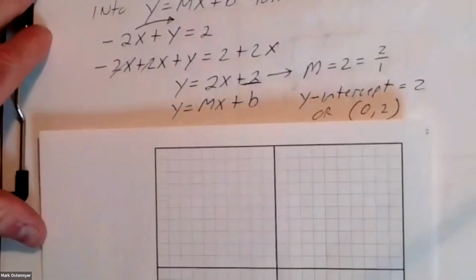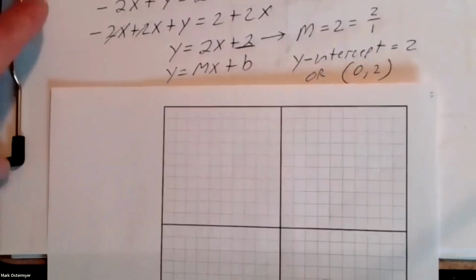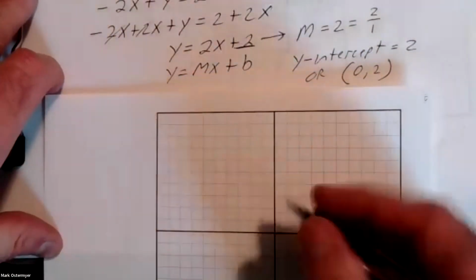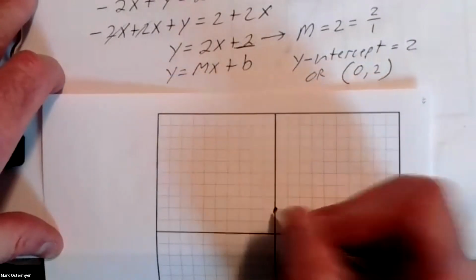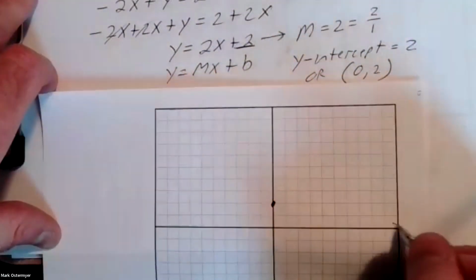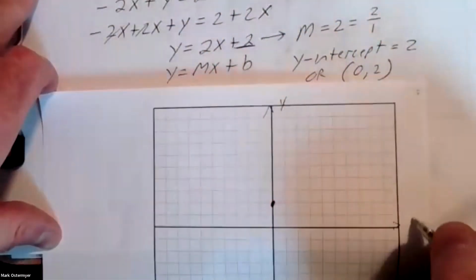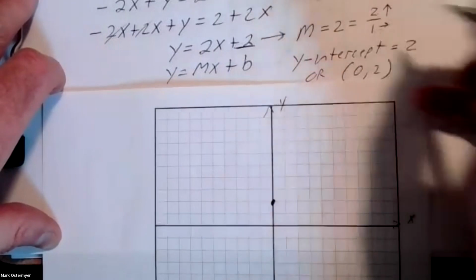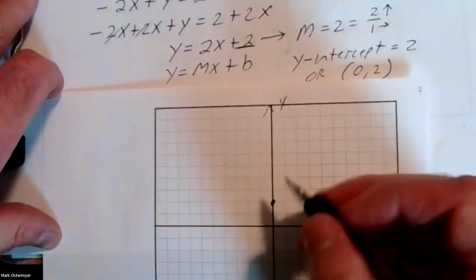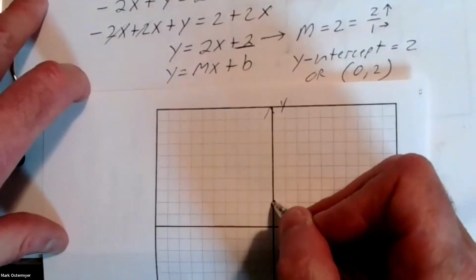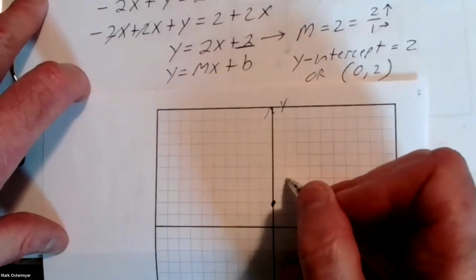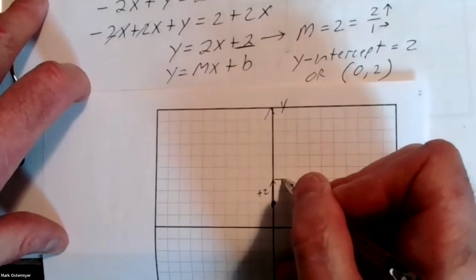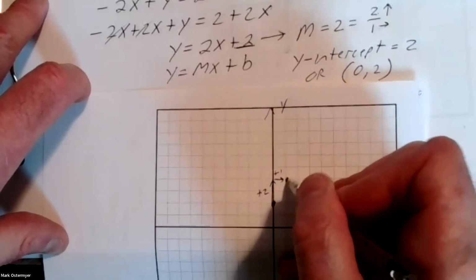All right, so let's see if we can do this. Well, we know that the y-intercept is 2, so there's the y-intercept at 0, 2 there. And we know that the slope is 2 over 1, so that's a rise of 2 and a run of 1. So I could start at my y-intercept and go up 2, a rise of 2, and then a run of 1, positive 1. So up 2, a run of positive 1. There should be another point on your line.